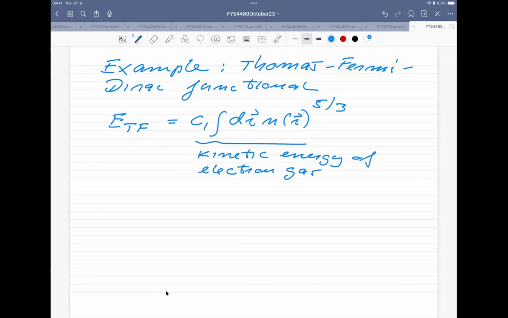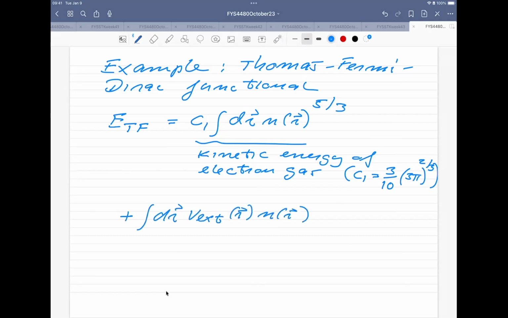And the constant C1, let me just remind you of that. When we look at the expressions for the electron gas, it's actually given by 3 divided by 10, and we derived that 2 weeks ago, so (3π²)^(2/3). Then there is an additional term here, which is the external potential. So there is an integral of V_ext of r multiplied with the density. And then we have an additional term, which now comes from the exchange part, plus a term C2, which now goes like n of r.